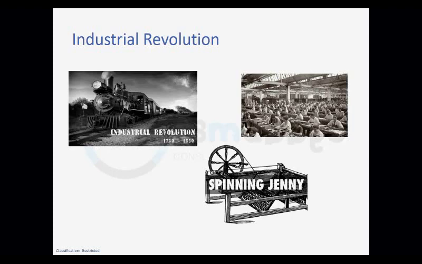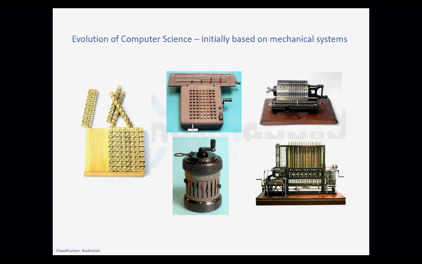To monitor all that, you also need some machinery that would compute how fast the gear wheels are rotating and so on. So there has to be some computation within your factories, which needs to be fast as well. That was the evolution of computer science, and the initial computing machines were based on mechanical systems.